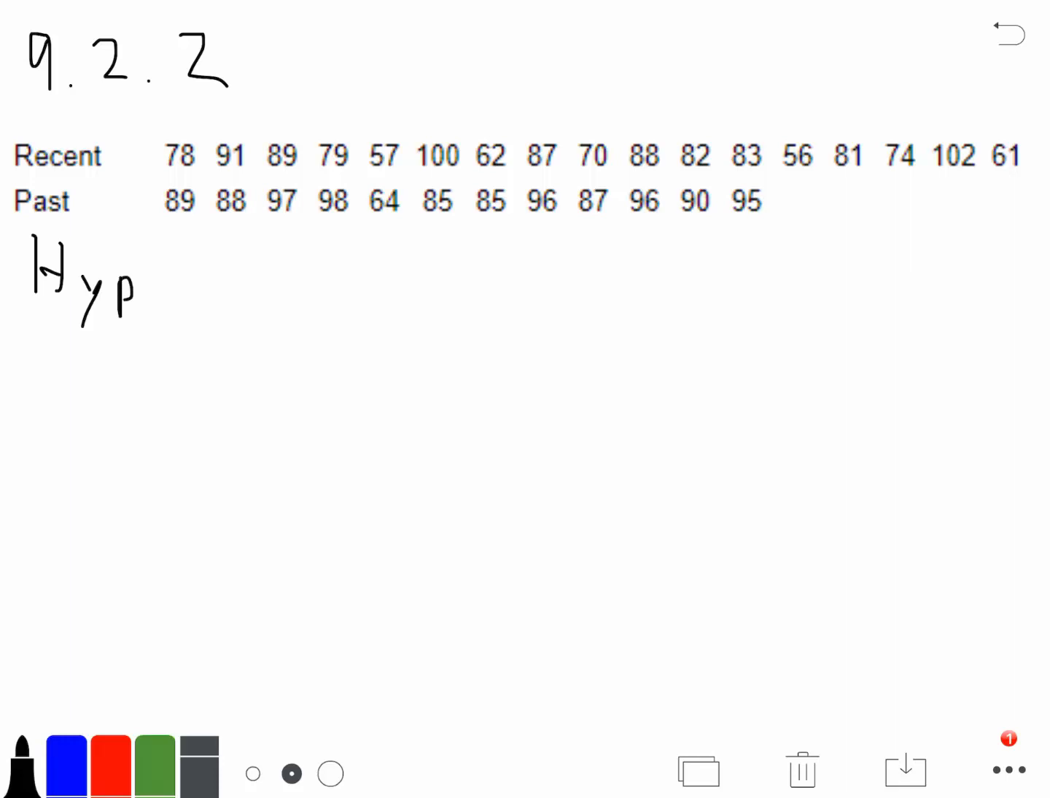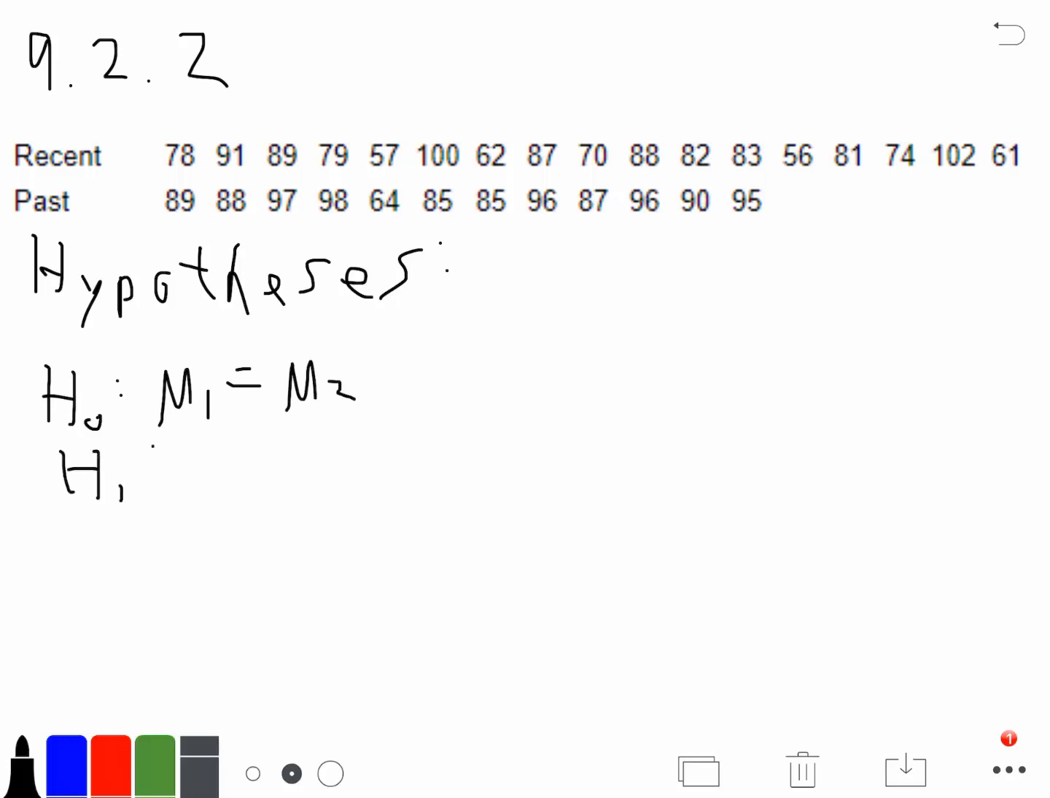Now let's go ahead and write down the hypotheses. Now for these hypotheses, we're going to have the null hypothesis, which is H naught or H sub 0, and those always have equal signs. So we're going to say the two means are equal to each other. The alternative is that they're different, so the two means would be not equal to each other. And remember, mean would be mu for these. Now that we have the hypothesis, let's move on to the test statistic.